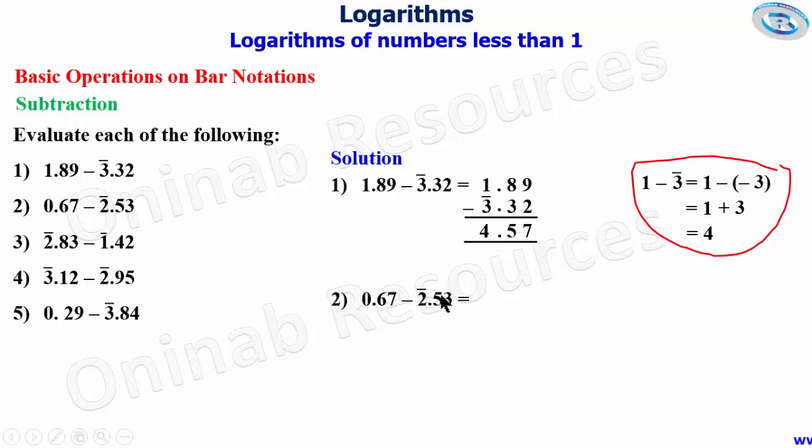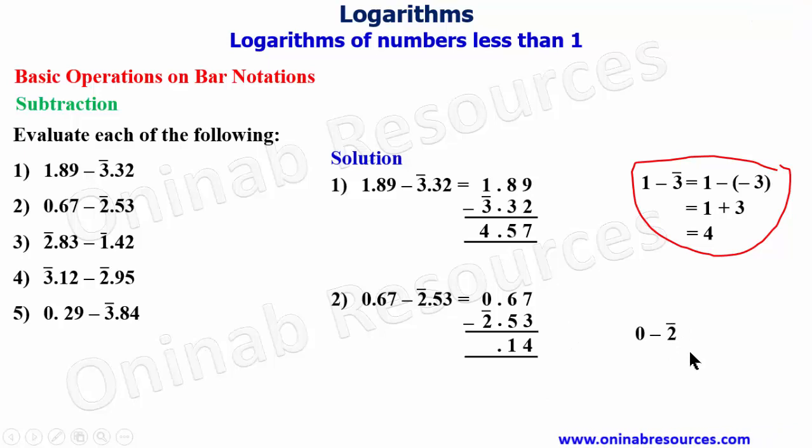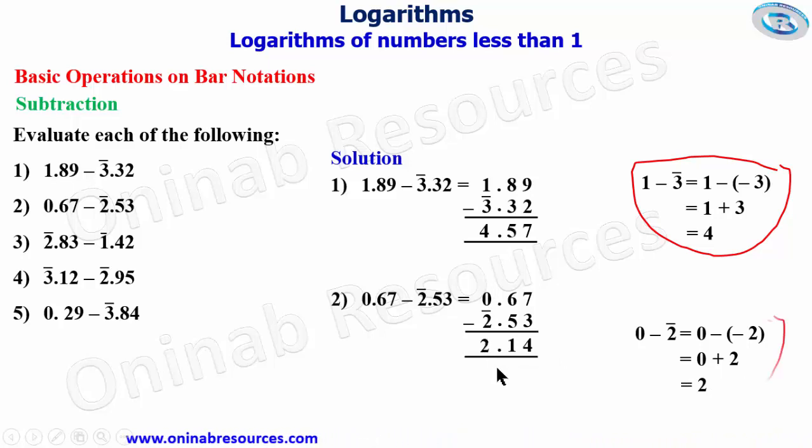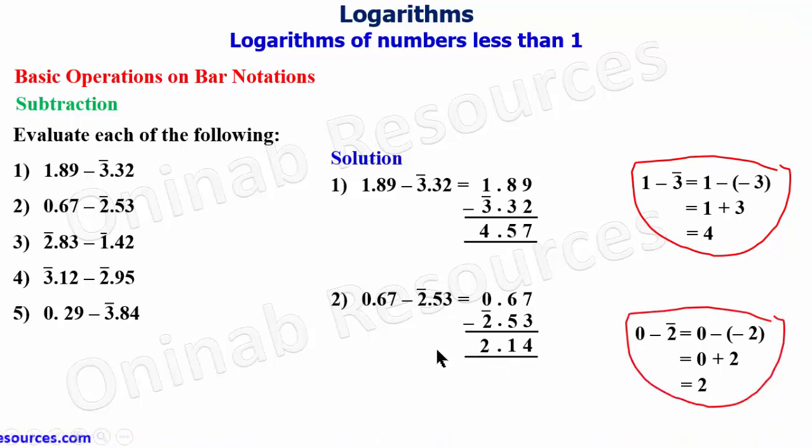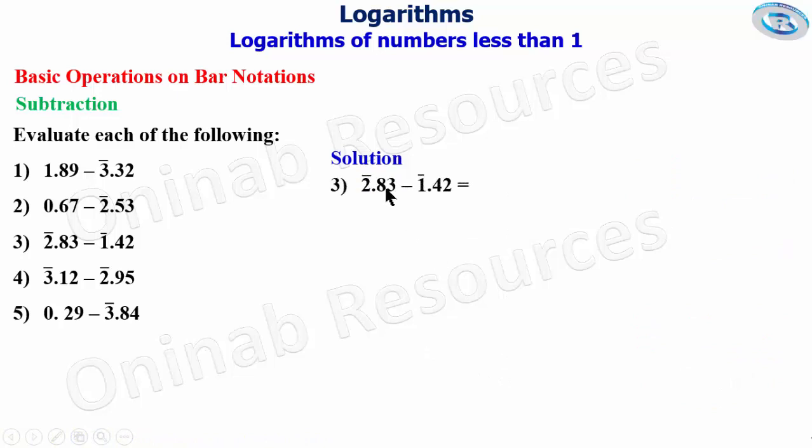0.67 minus bar 2.53. We arrange again. So we have them arranged here. Then 7 minus 3 gives 4. 6 minus 5 gives 1. We place our point. So we have 0 minus bar 2. This is expanded as 0 minus negative 2, which gives 0 plus 2, and that gives 2. So we have this integer part here to be 2. So that's all for problem 2. We then go to problem 3.